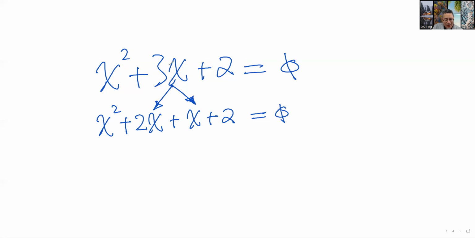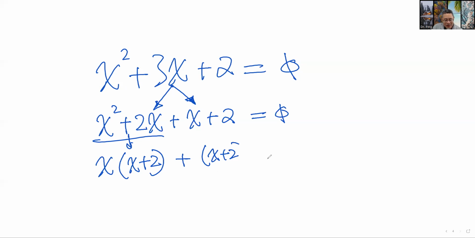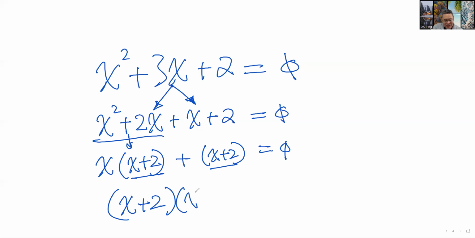Okay. 3x to 2x plus 1. Well, we move this out, we got x over x plus 2, right? Good. But on this side, we already have x plus 2. So now x plus 2 is the common factor, so we can move it out. And what we can move out is x plus 2 times x plus 1 equal to 0.